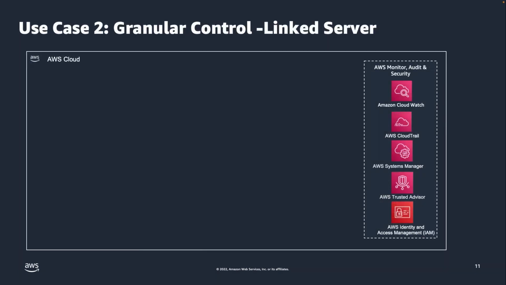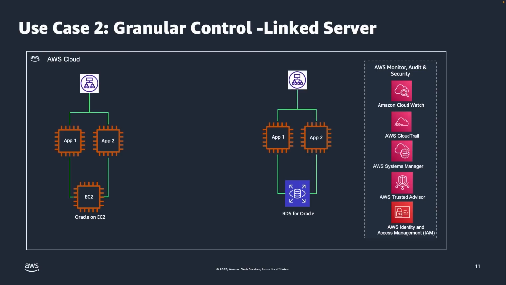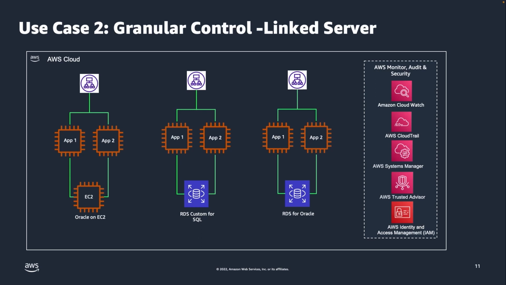Let's look at another example. For enterprise customers, linked server configurations are very common, where they have multiple relational database systems like Oracle, MySQL, Postgres, and they use linked servers to configure distributed queries across these heterogeneous environments. So with RDS Custom, you can install the drivers that are required for this linked server configuration and configure a linked server between these heterogeneous systems. That's another example.